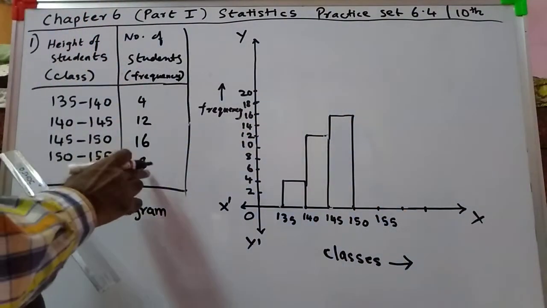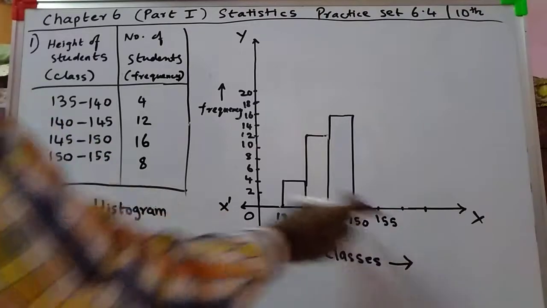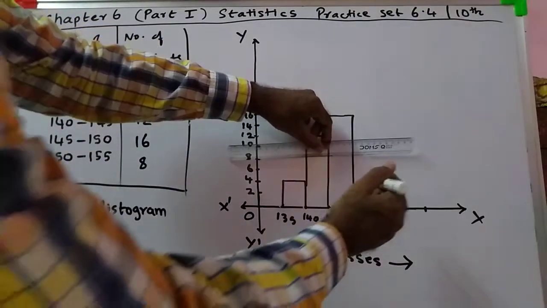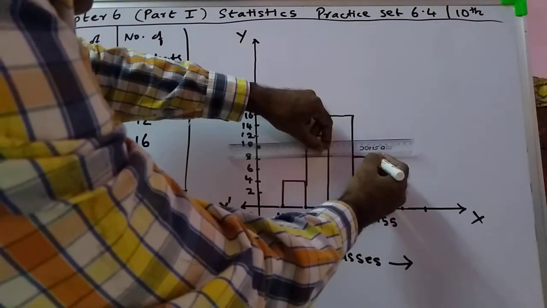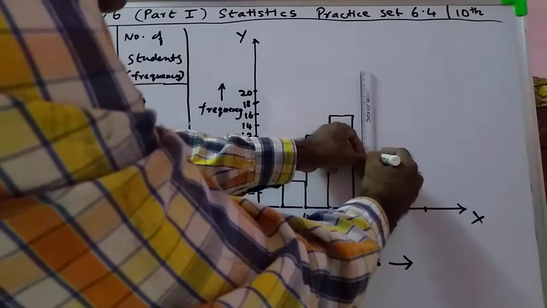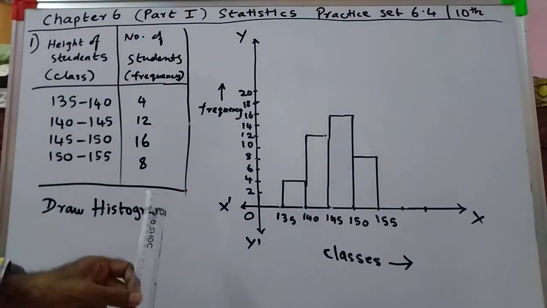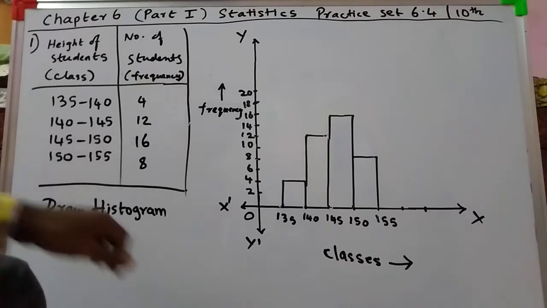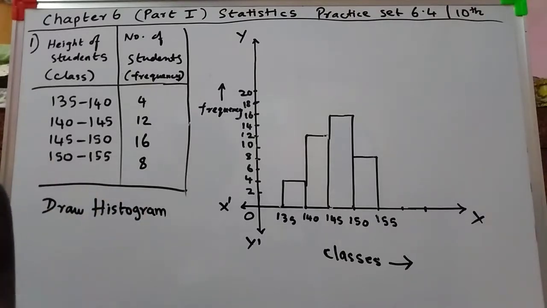The last one is 8. 150 to 155 is 8. So this is what you have to do.